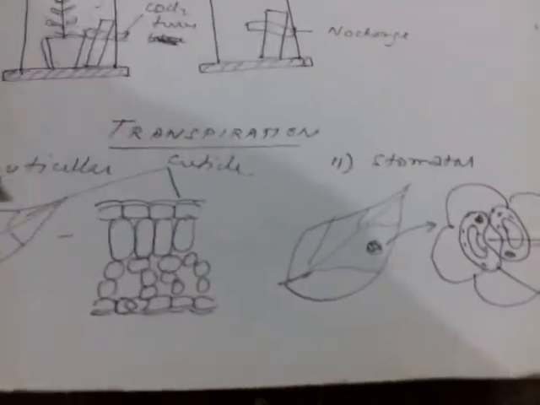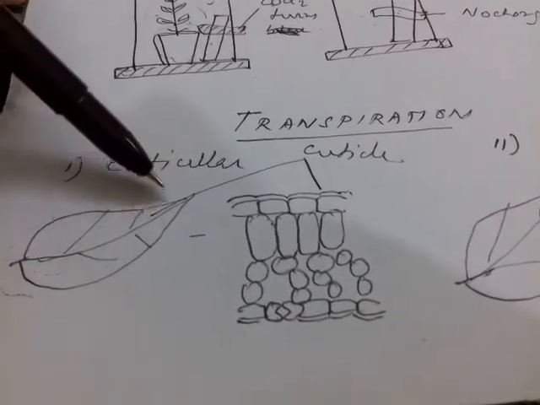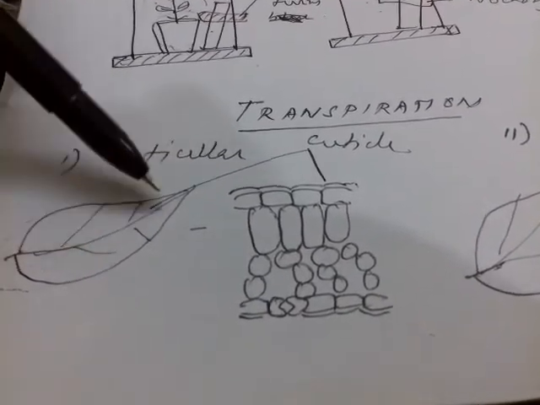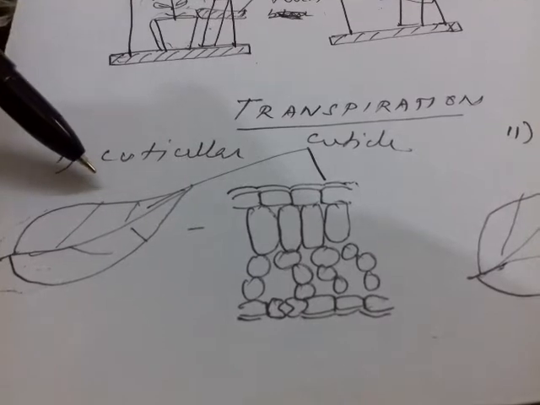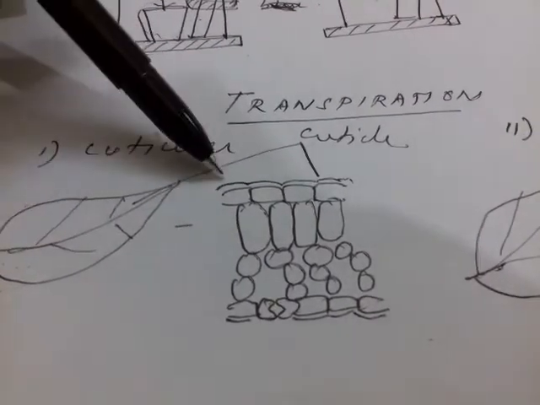Now here you see, where is the cuticle present? This is a leaf blade, and on the surface of the leaf blade you must have seen there is a shining waxy layer. You can find this in jackfruit trees or banyan trees. They are very shining. That is actually the cuticle.